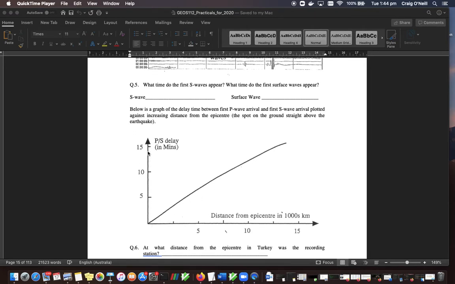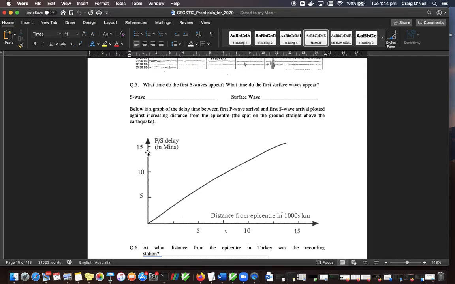You read off 14 minutes on this y-axis here, and you trace it across very exactly using your ruler, much more carefully than I am, to where it intersects this curve, and you draw a line down, and you can work out exactly how far away from the earthquake epicenter you are in thousands of kilometers. So this, for instance, would be around 12,000 kilometers or so, but obviously if you're doing this on a hard copy with a ruler, you can do that much more accurately.